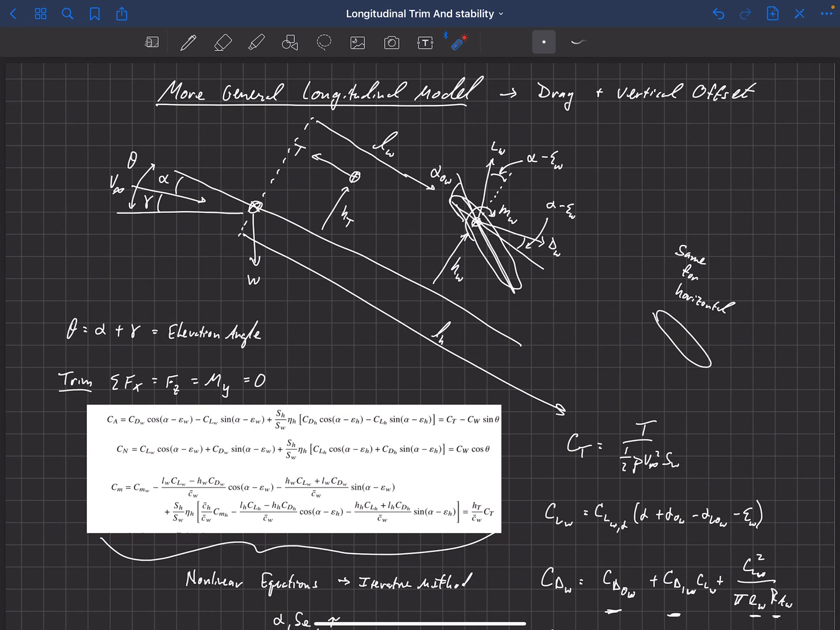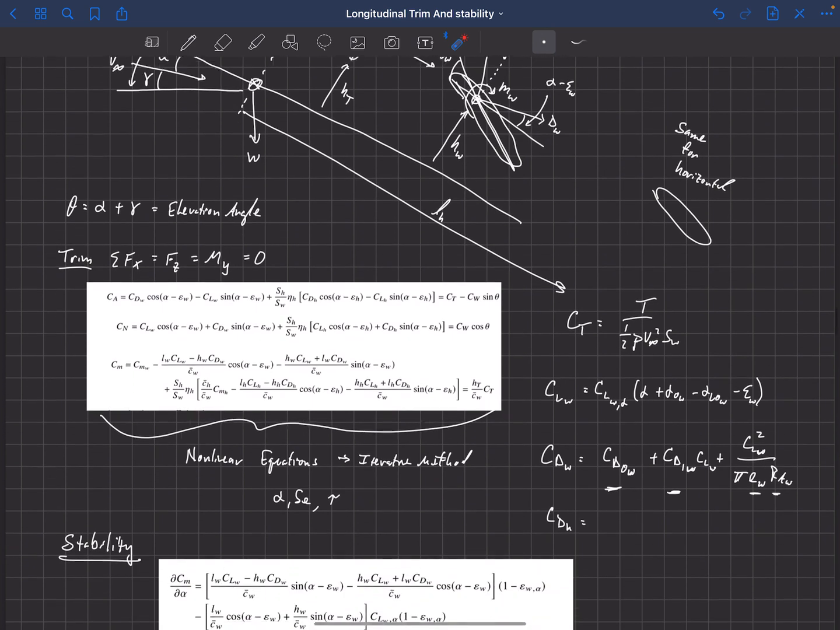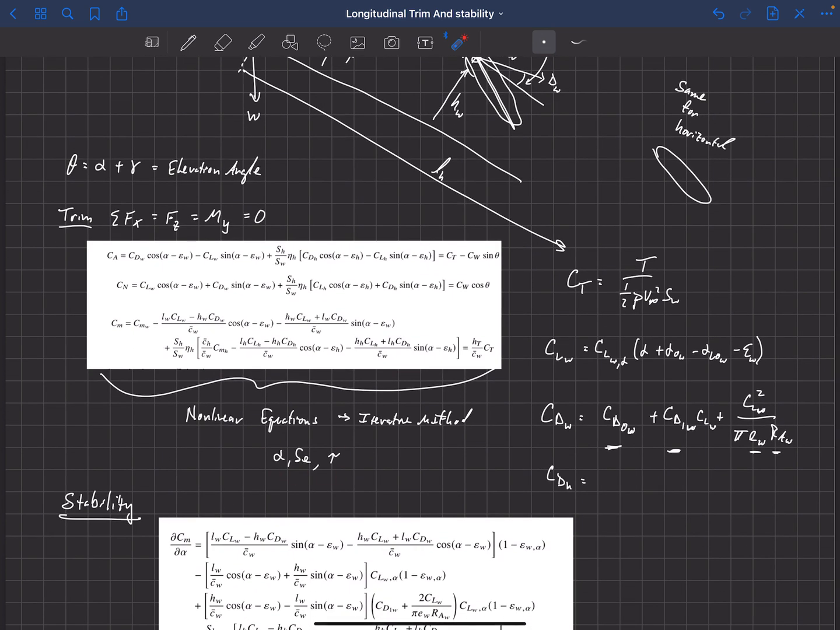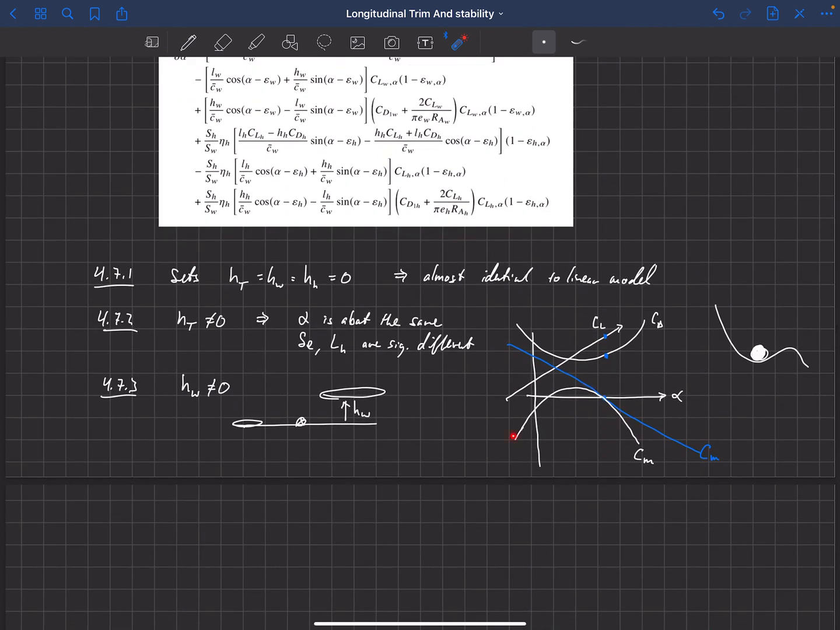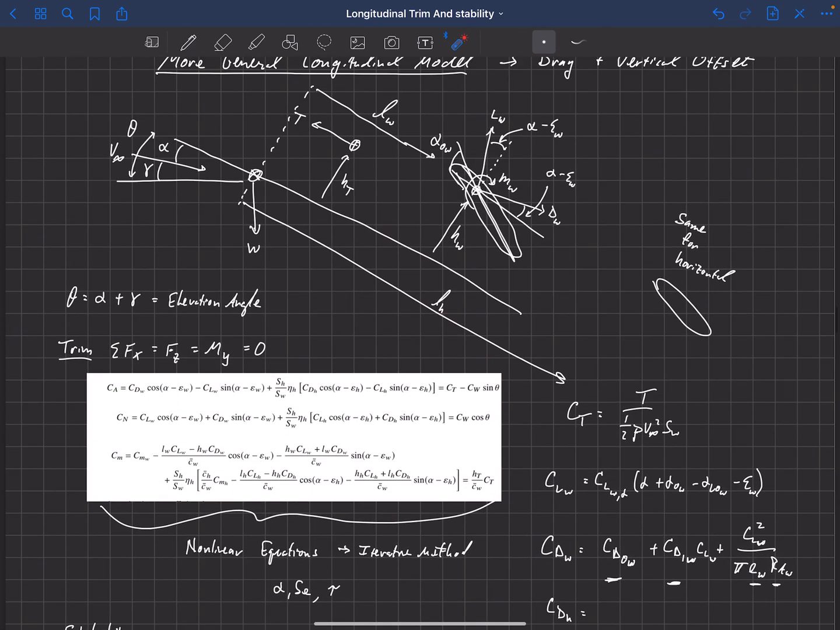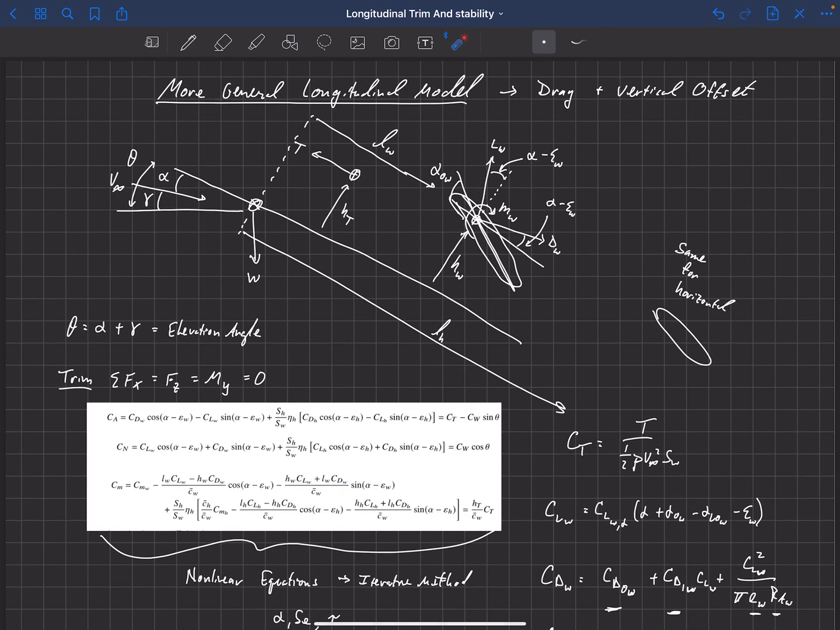So this is a more general longitudinal model, and the quick takeaway is that this produces very nonlinear equations. These can be solved using iterative methods to get our trim conditions, alpha, delta_e, and our throttle. Our stability now is no longer a line, but can be a curve, and that depends, of course, on how large the vertical offsets are and things like that. But in general, this model can capture more of the physics of what's going on than our simplified model can.